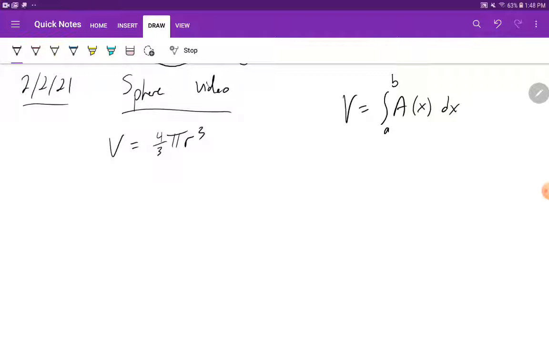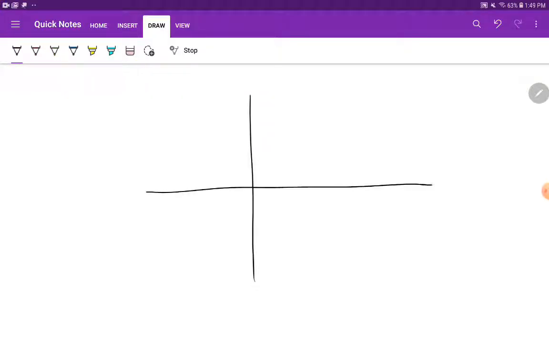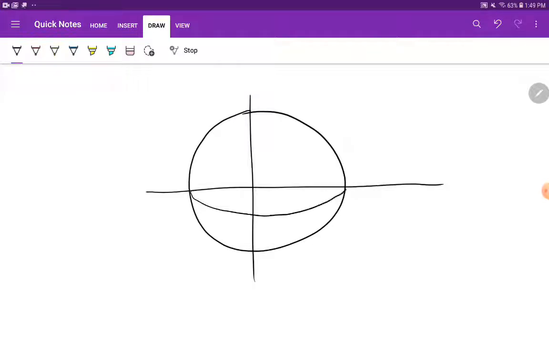Okay, all right. So this is our goal, right? We want to get there, and let's draw a picture to get a better idea of what's going on here. So I'm going to make this a little large. All right, so I have a sphere, and this sphere is actually centered at the origin.